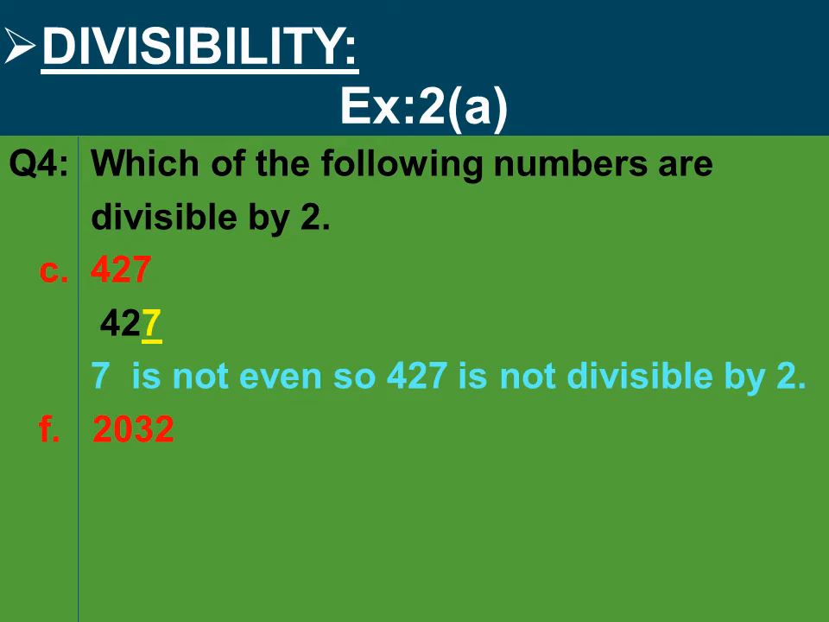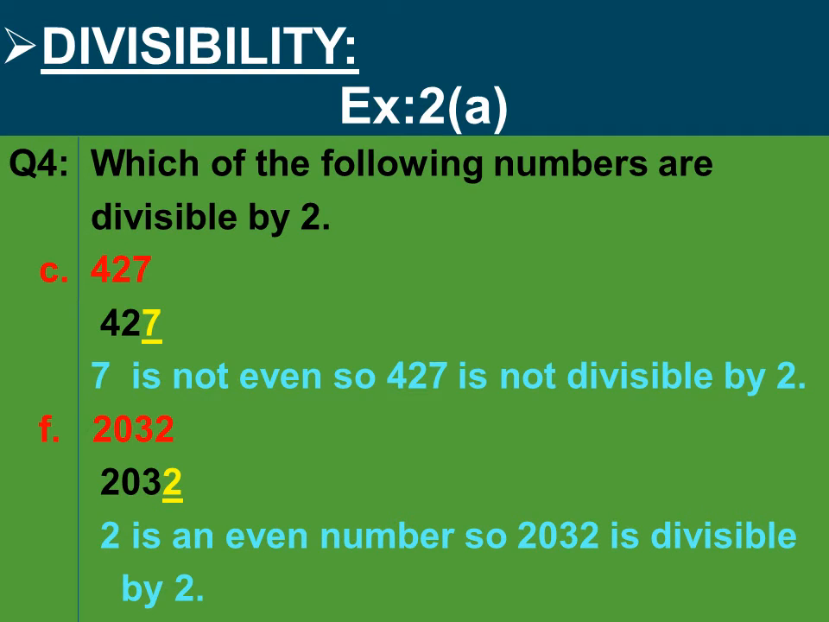Now dear students, we will do part F of question number 4, exercise 2A. In part F, we have a large number of 4 digits. For checking the divisibility of this number by 2, we will check the last digit of this number. The last digit, or the digit at the ones place, is 2. 2 is an even number, so we can say that the whole number, 2032, is divisible by 2.